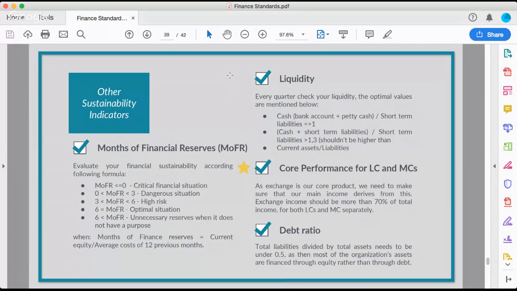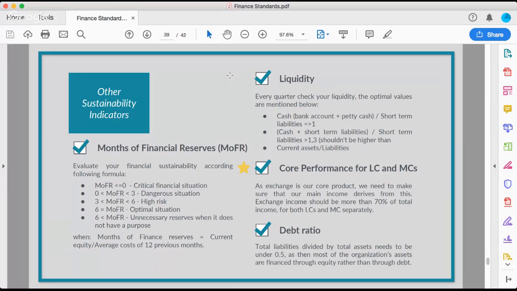Then liquidity. Liquidity means that your money that is easily available, like that you actually have, so your cash, which is your bank account plus petty cash, can cover for at least 1 times your liabilities. And the optimal number here is 1.3. Then core performance for LCs and MCs. This means that we get 70% of our total income from exchange. So also sponsorships can only be valid for this if they are actually directly linked to one of the parts of exchange.